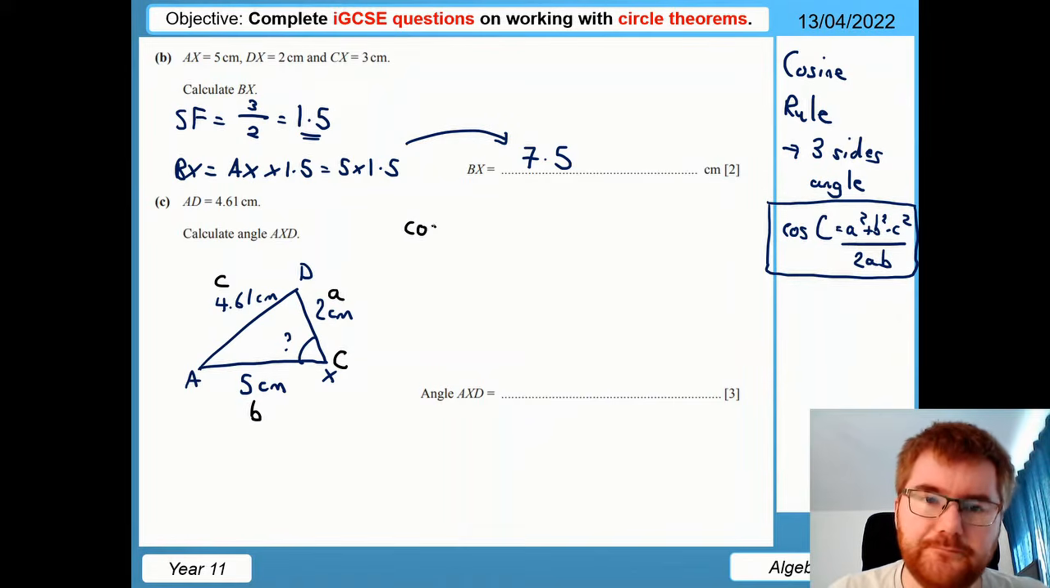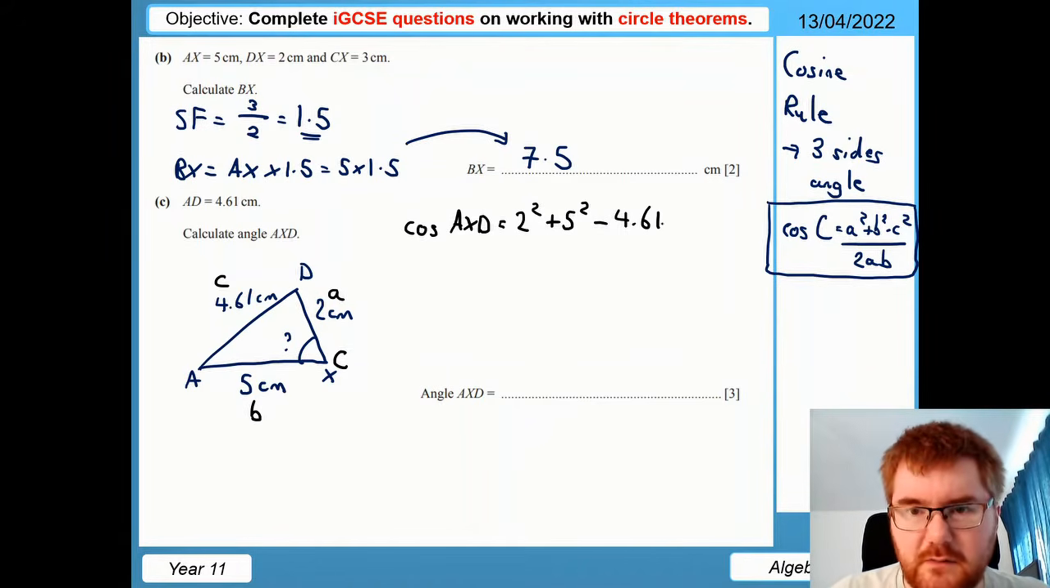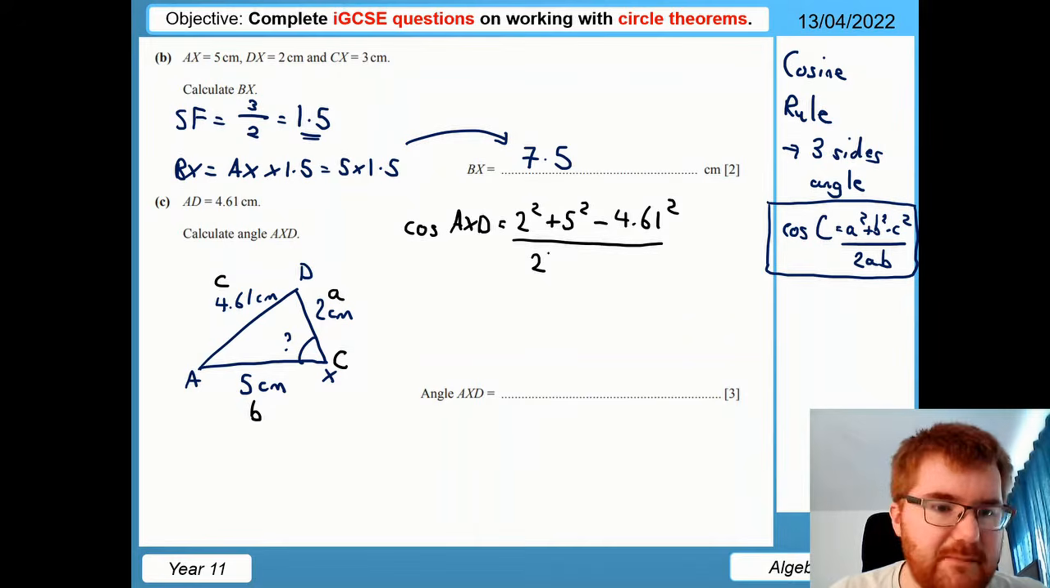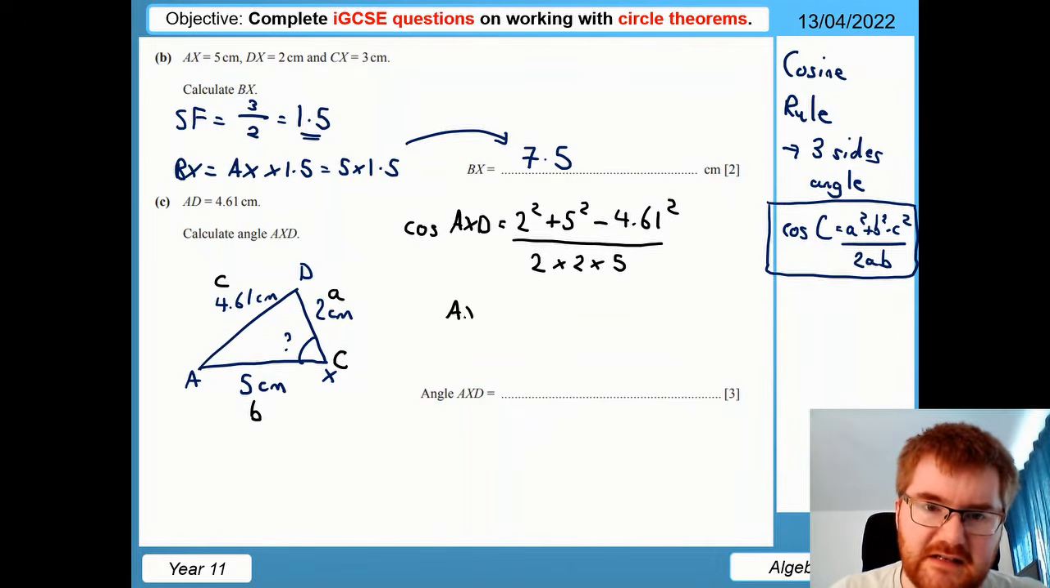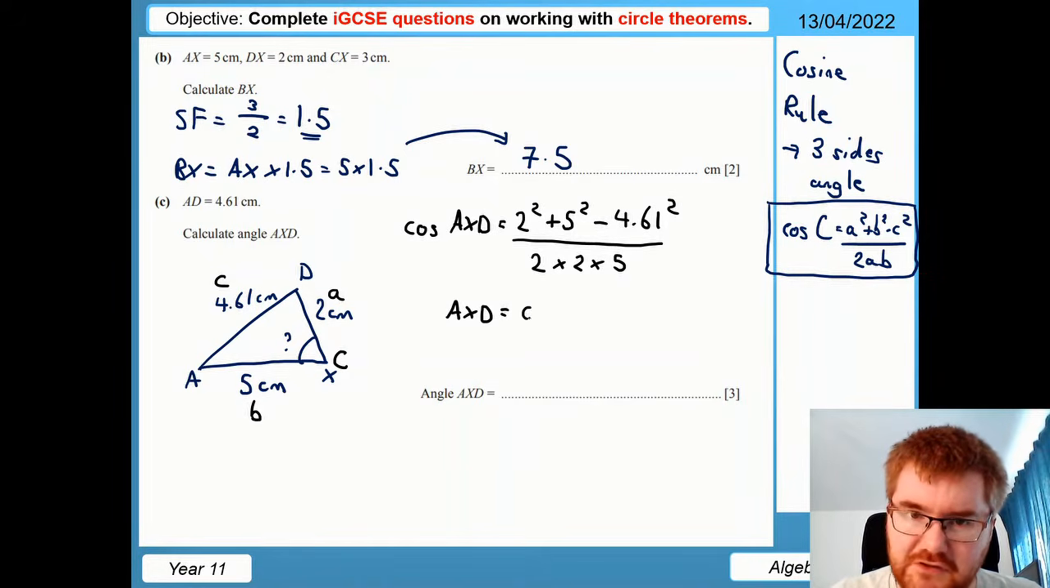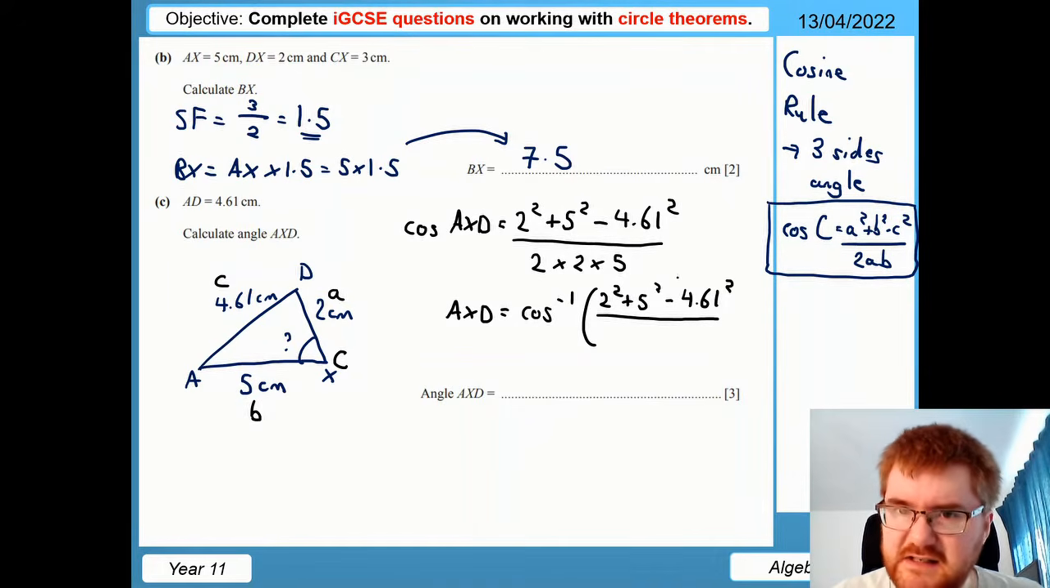So the cosine of the angle we're looking for, so AXD, is equal to a squared plus b squared, so 2 squared plus 5 squared minus 4.61 squared, divided by 2 lots of AB, so 2 times 2 times 5. But of course we're looking for the actual angle here, we're not looking for the cosine of it, so AXD. And you could write this working, I'm just going to write it down directly, if you're happy with this from what we did on trigonometry. Good video to check out, by the way. Again, an hour, I go through everything you need trigonometry-wise to succeed in your IGCSE exam. So you've got 2 times 2 times 5.